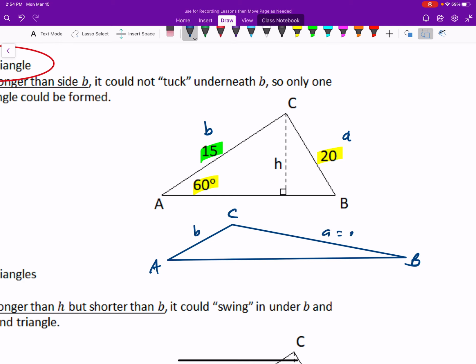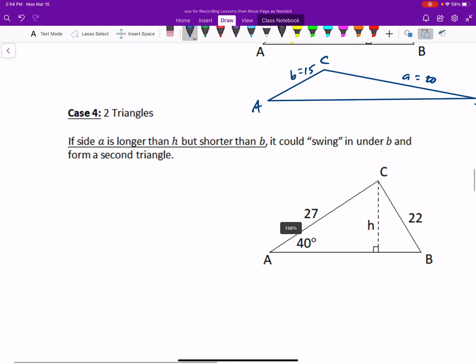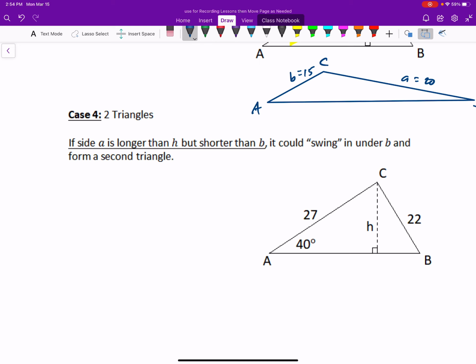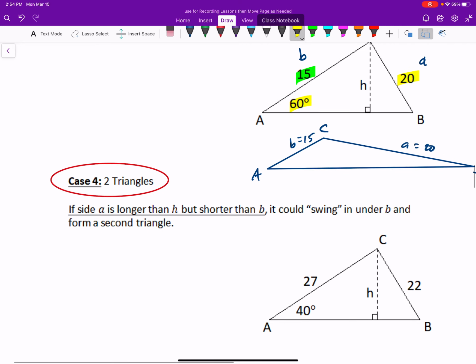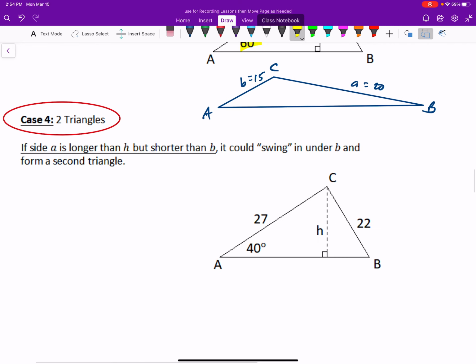So this is what it would actually look like if it was drawn to scale. And the last case is you could have two triangles. This is what we started off with. This is sort of the ambiguous part. Let's highlight this here. And that is if A is in a certain range.